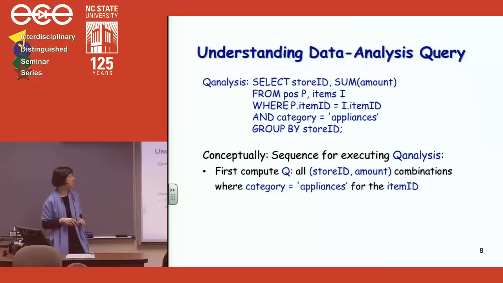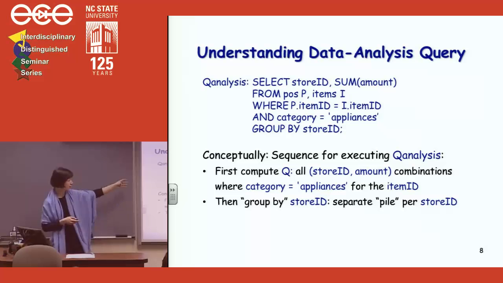So how do you execute this query when all you have stored is tables? So first of all, you want to compute just the data that is relevant to this query, right? So you have all the data that is relevant to transactions in your database. You want to set aside just the data that is relevant for this query. How do you do this? We call this query queue. So the query queue computes all combinations of store ID and amount for the transactions where the category of the item is appliances, right? So not all stored data satisfy all of those constraints, right? So we put aside a pile of data that satisfies this description.